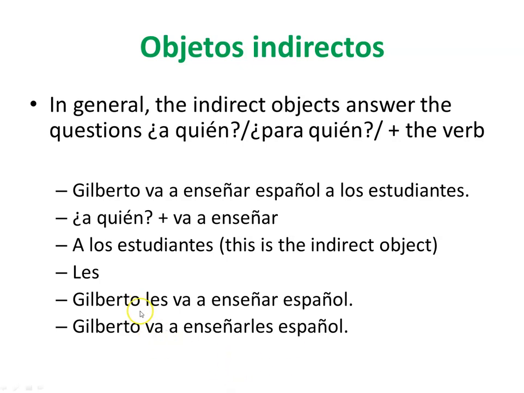But here we can have two outcomes depending on the pattern that we apply from the rule. So if we are going to place the pronoun before a verb that is conjugated, so this is going to be our outcome. So Gilberto les va a enseñar español, okay? ¿A quién? A los estudiantes. Or we can have Gilberto va a enseñarles, attached after a verb that is not conjugated and attached to it. Gilberto va a enseñarles español.